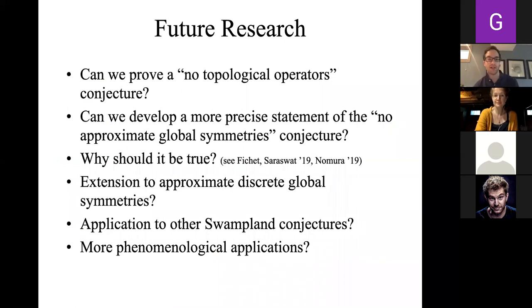Some open questions. It would be nice to prove a no topological operators conjecture and to develop and prove a more precise statement of the no approximate global symmetries conjecture. It would be nice to extend it from continuous to discrete global symmetries. Conceptually, this is easy. Practically, the computations become harder in this case. It would be nice to tie this into other swampland conjectures and perhaps to other areas in phenomenology.